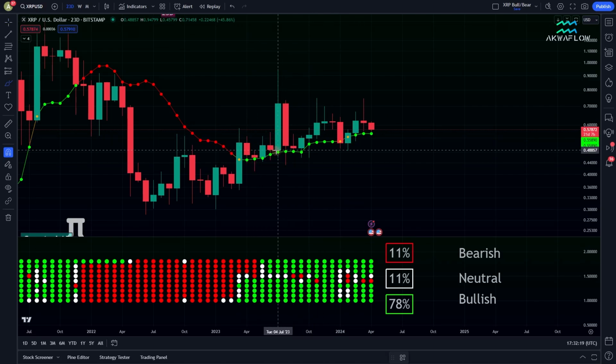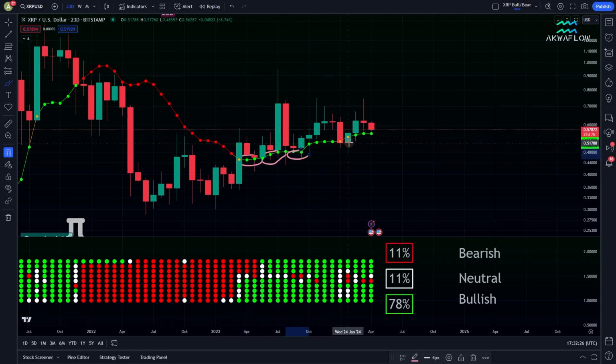We have the string line and XRP is still using these levels as support. And even if here it was very scary and the indicator turned orange, at the end we were able to bounce back up above the string line, right? And we had no full candle body closing below the line. This is key, guys. Meaning that this line is still a wonderful support level for us.